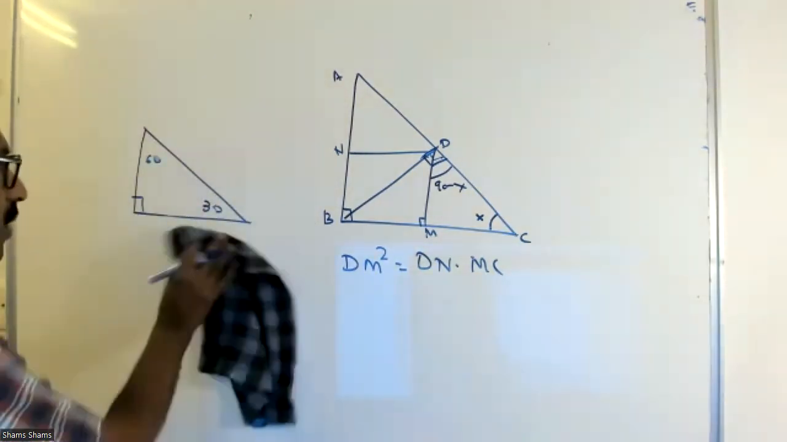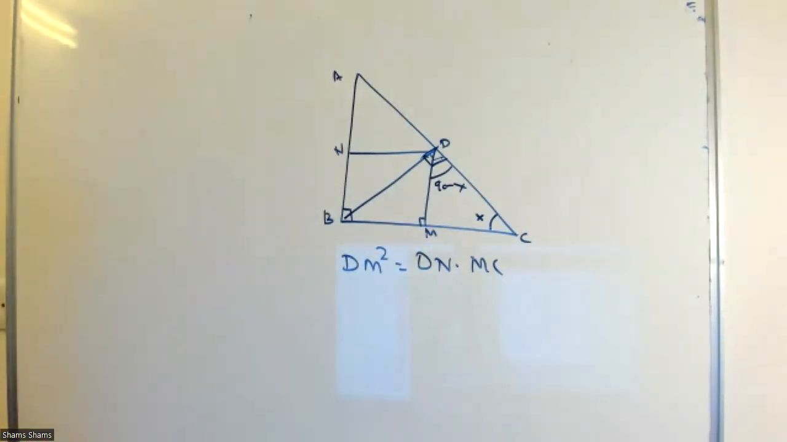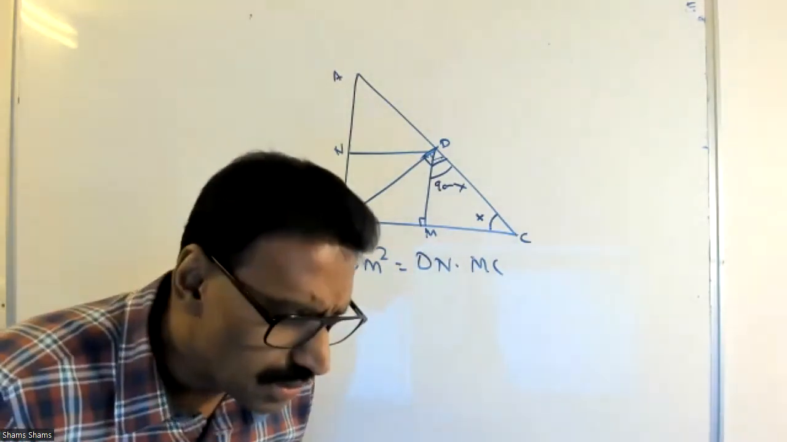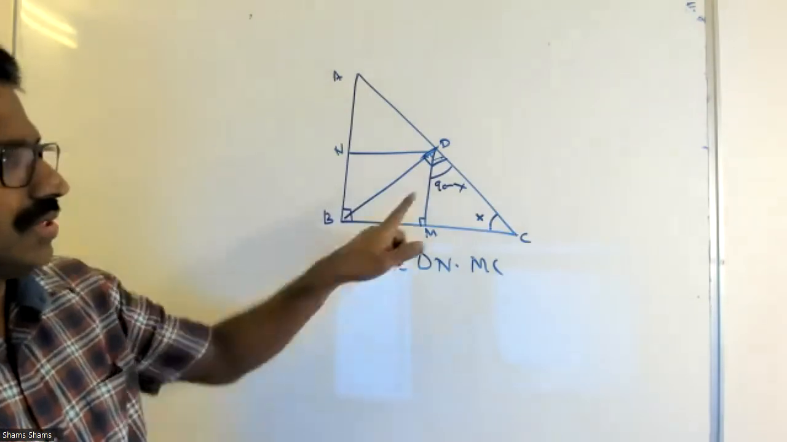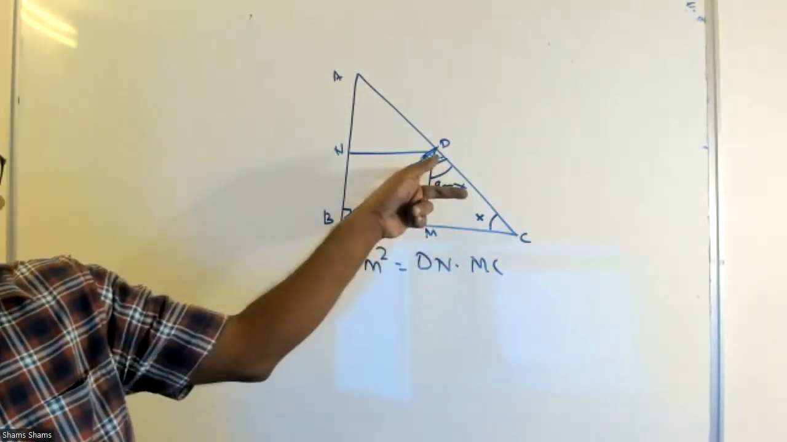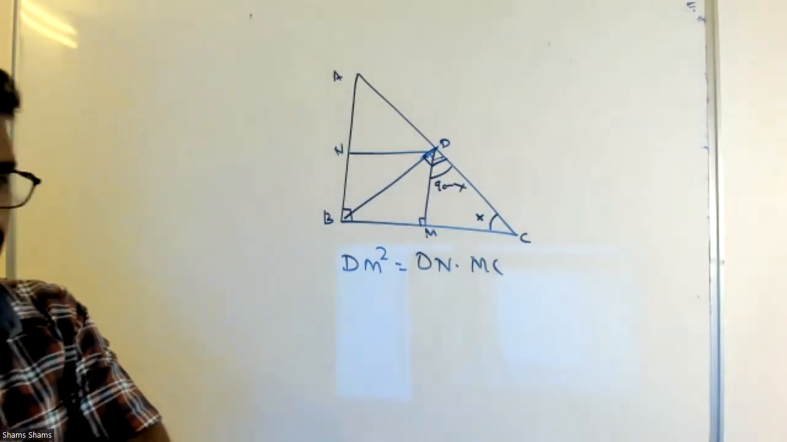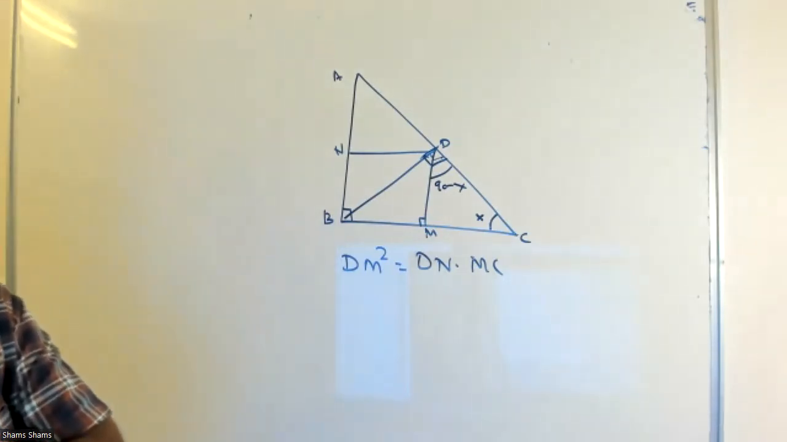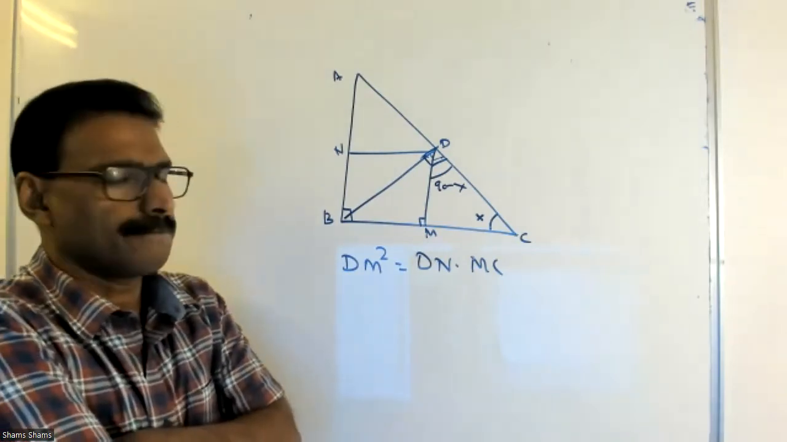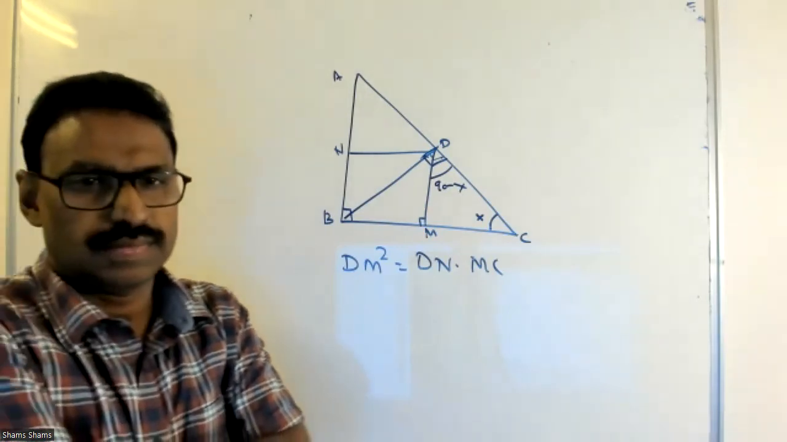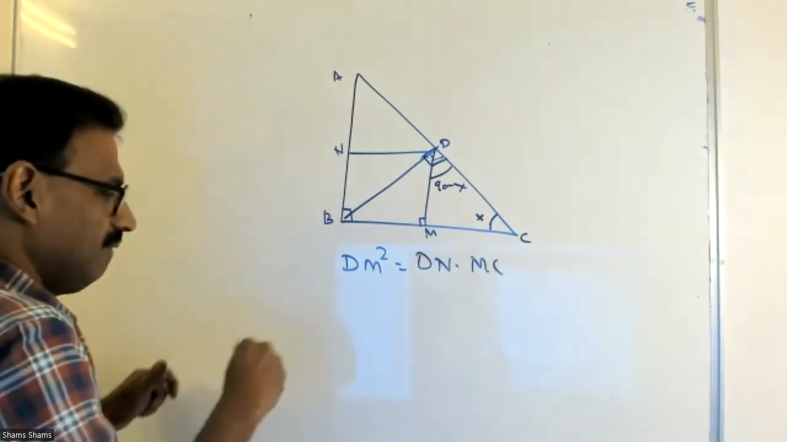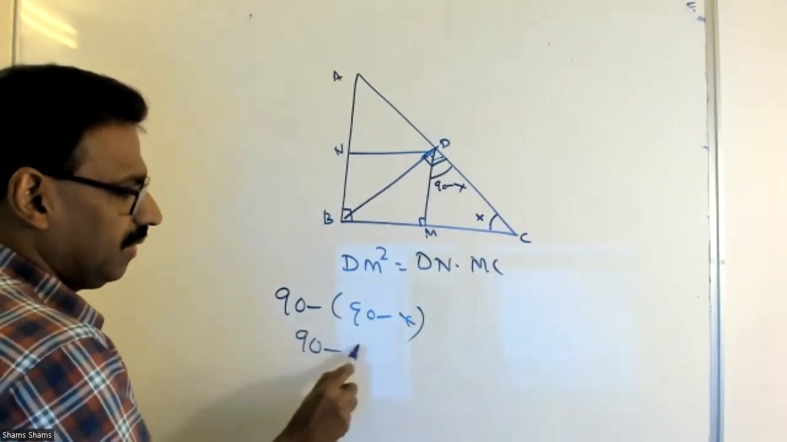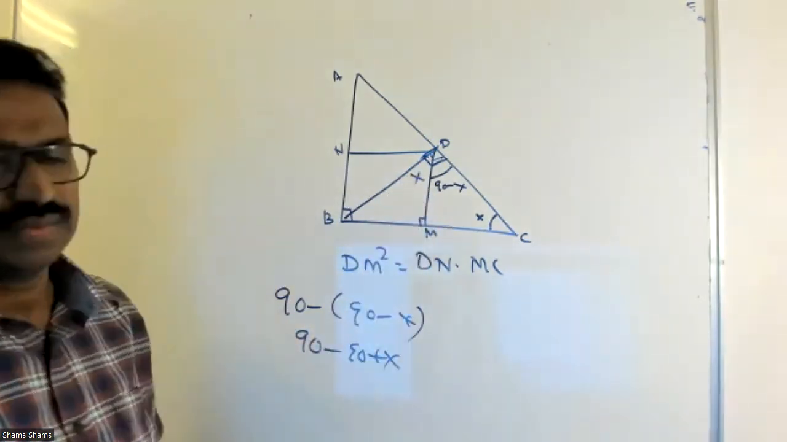Okay. Now, Nuha, answer it. Angle BDC, how much? Angle B, how much? 90 degree. Okay, this one 90 minus X. What about this angle? Angle BDM, how much? Angle BDC, 90. So angle BDM, how much? 90 minus 90 minus X. Correct or no? What is that? 90 minus 90 plus X. That means what? X. Correct?